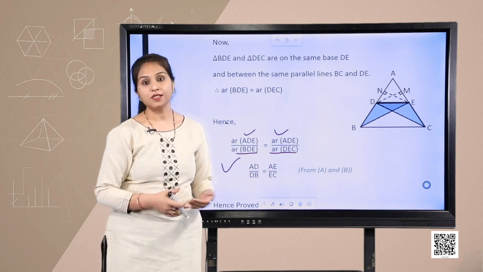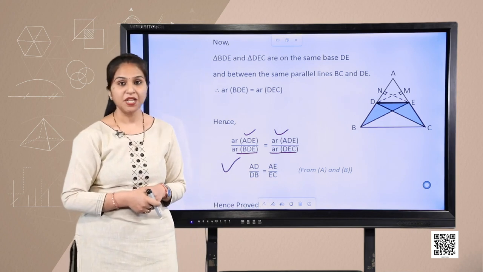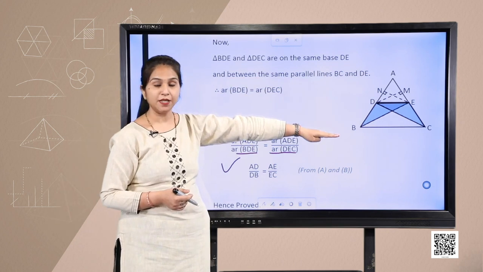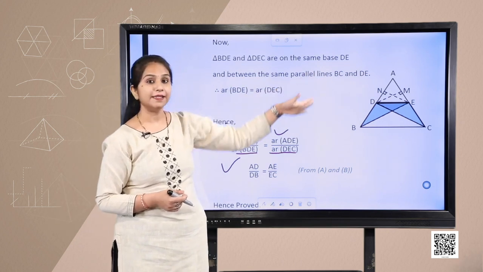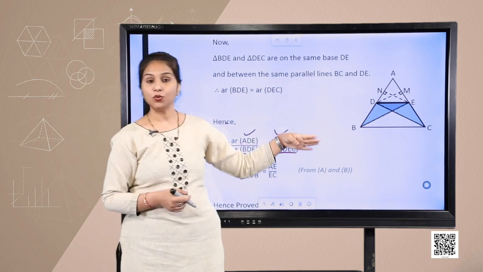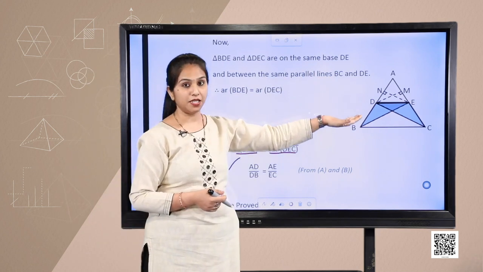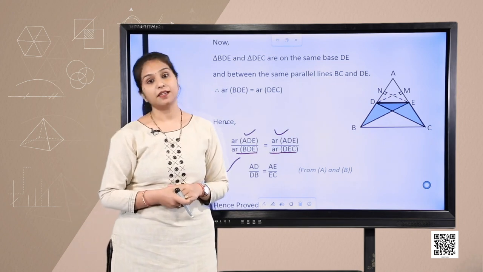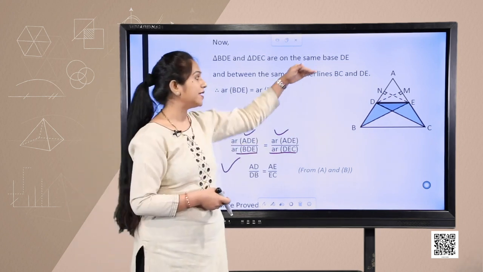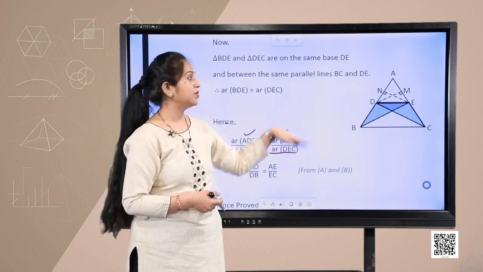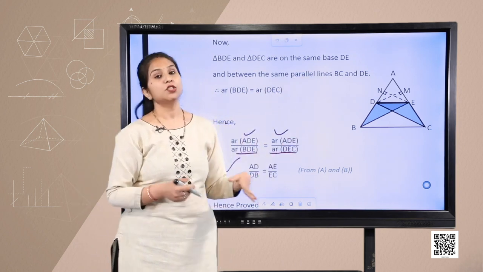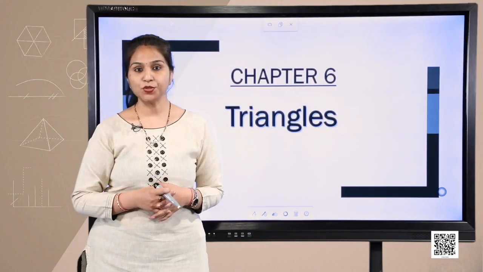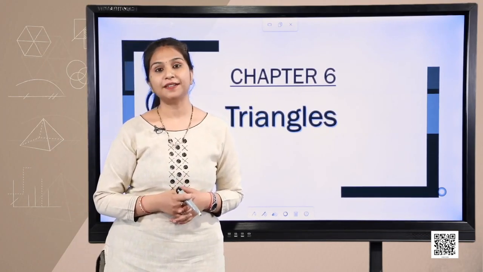So children, with this we have completed our theorem that when there is a line DE which is parallel to BC and this line DE intersects AB and AC at two distinct points, that is D and E, then this line segment divides AB and AC in an equal ratio, that is AD upon DB is equal to AE upon EC. So this is the basic proportionality theorem. So children, with this note, we have completed the basic proportionality theorem.